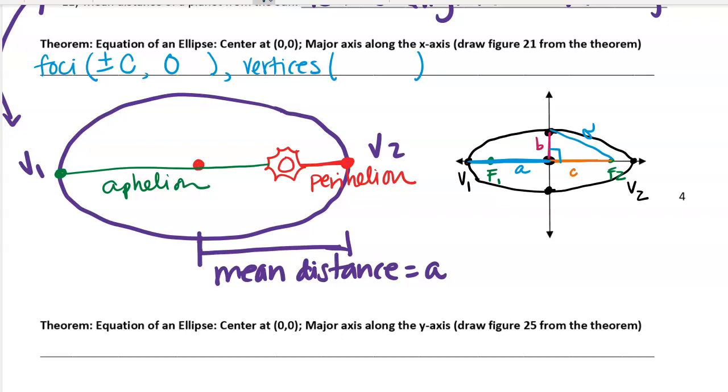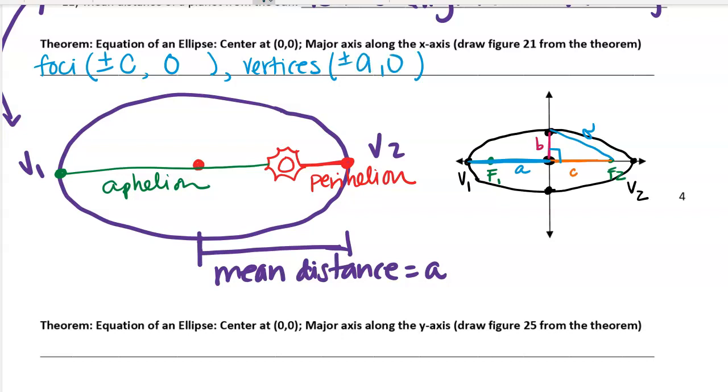And yes, you can move F1 and F2 around. Does that make sense so far? F1 doesn't have to be on the left, F2 doesn't have to be on the right. You label it however you want. How about vertices? What are we adding or subtracting? A, you're right. So plus or minus a, comma, 0.